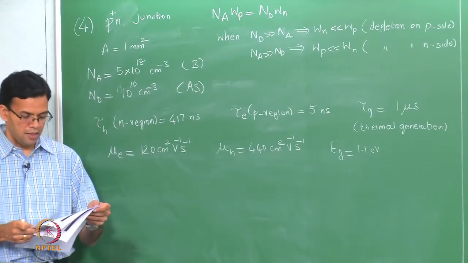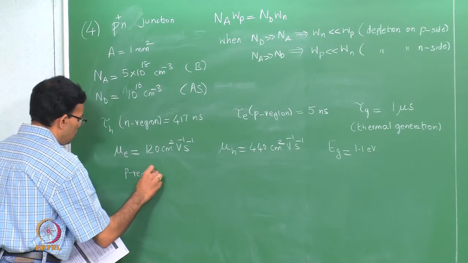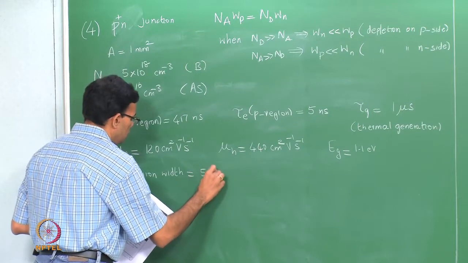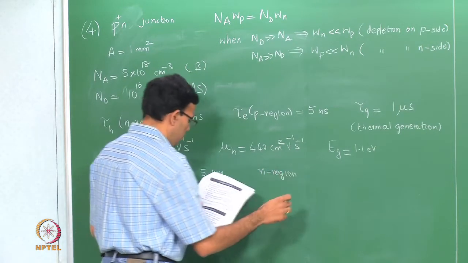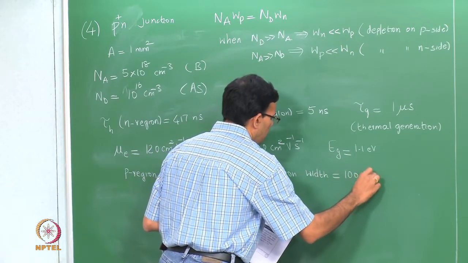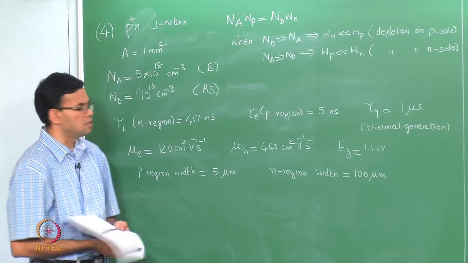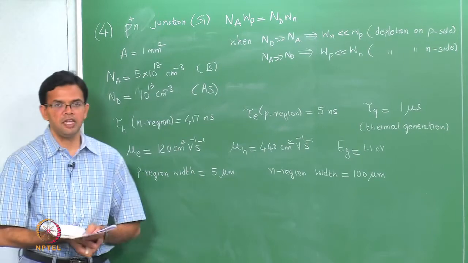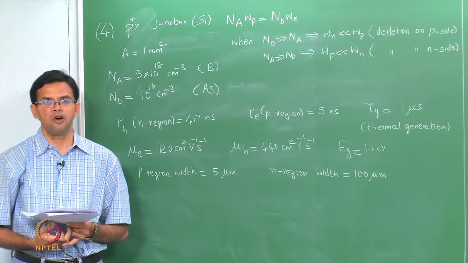The length of the P and the N regions are also given. So, you have a P region width is 5 micrometers and the N region width is 100 micrometers. So, these are a whole set of data that is given about the silicon p-n junction. So, the first thing we need to calculate is the minority diffusion length and to determine what type of diode this is.